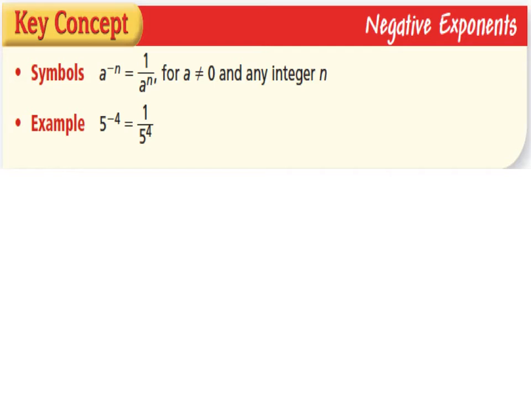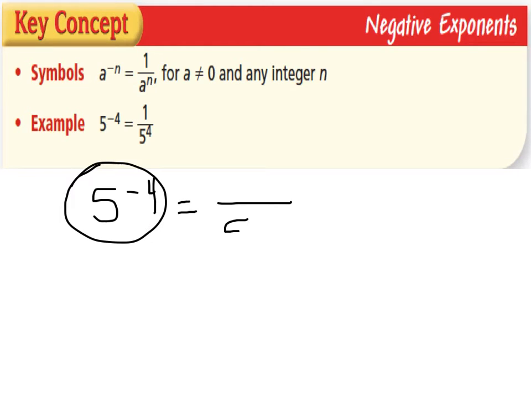We have 5 to the negative 4th. So what I'm going to do is build myself a fraction. I'm going to take my base and my exponent and put it in the denominator. That automatically changes my negative into a positive. Now we're going to deal with the numerator. What happened to the numerator? Well, remind ourselves, this is a multiplication, so there's still a 1 there. So that, ladies and gentlemen, is the key concept for negative exponents.